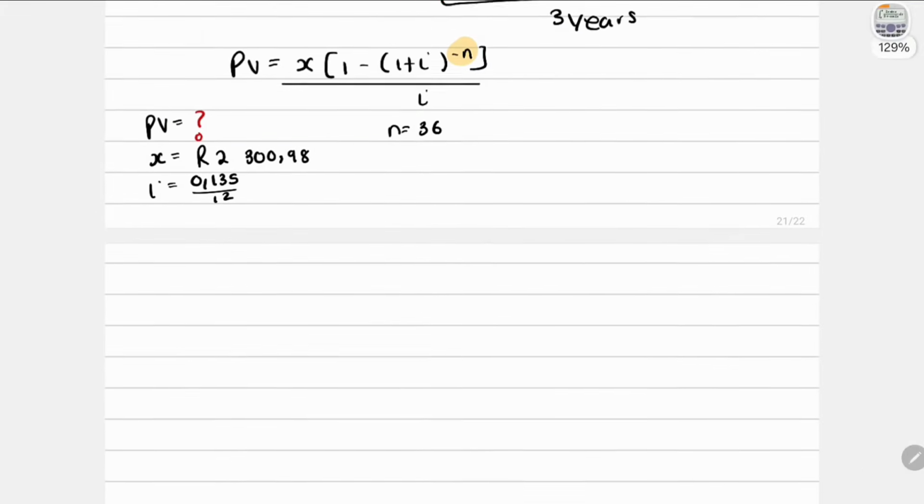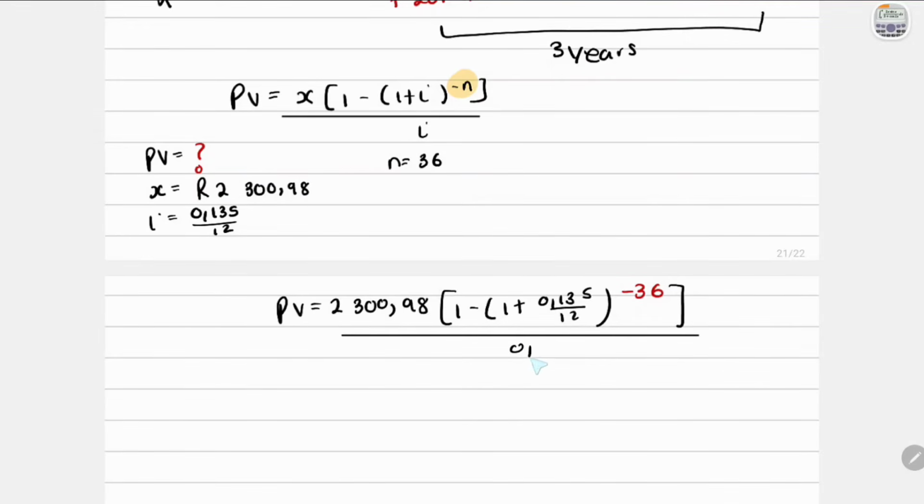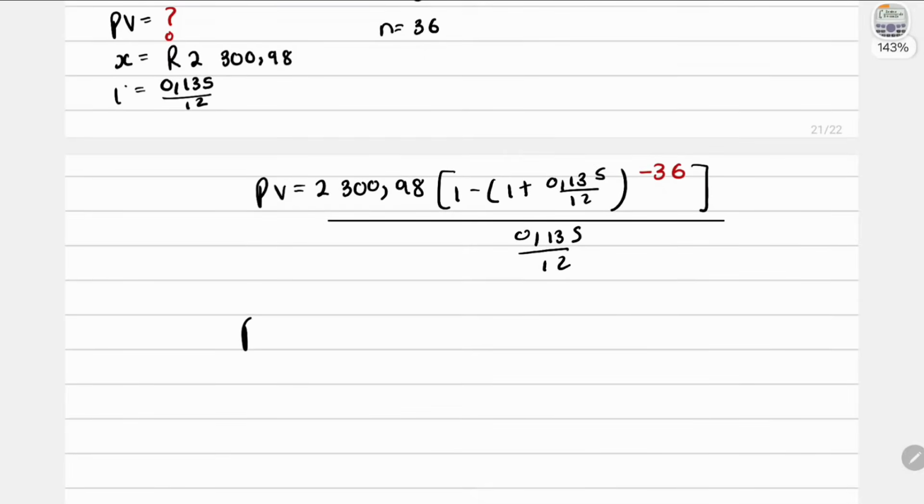Okay, let's go ahead and substitute. So present value is what we're trying to find. I'm going to say 2,300.98 and then 1 minus 1 plus 0.135 over 12 and then raised to the power of negative 36. Okay, 36 payments left to go. And then over 0.135 over 12. Okay, let's see how much he's going to owe after 2 years.